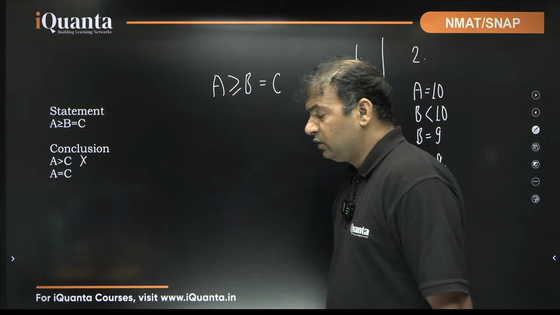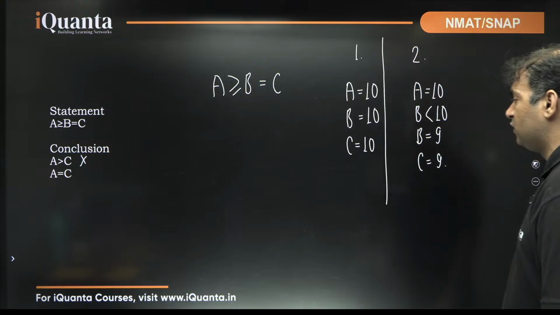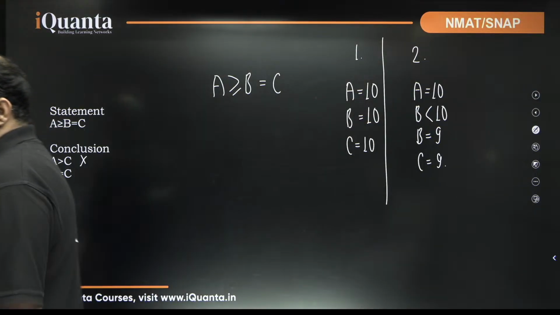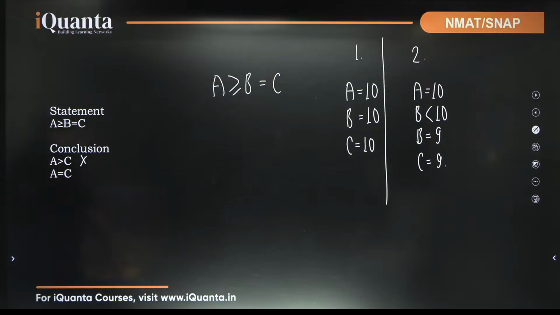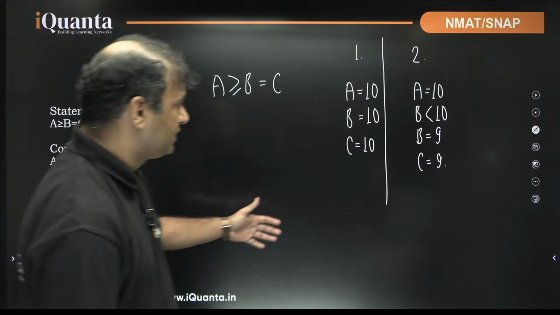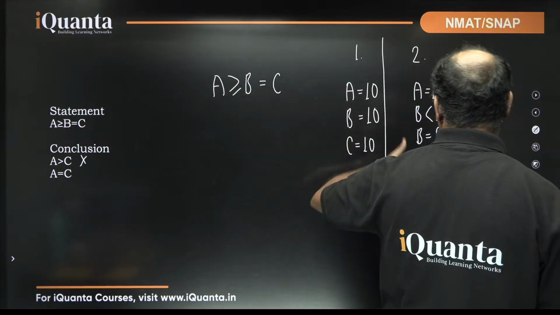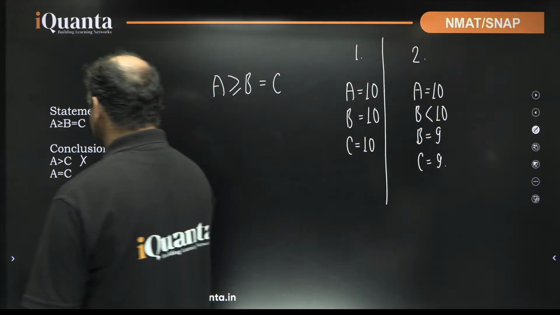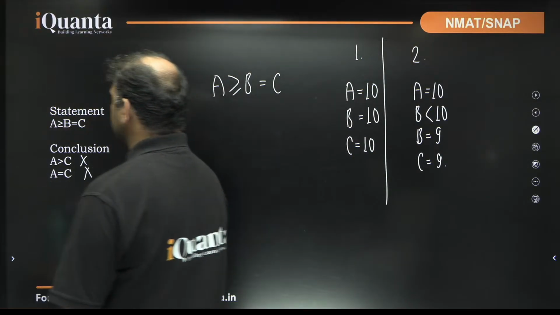What about the second conclusion, guys? Is A equal to C or not? Is it definitely true or not? What do you say? All of you, what do you say about conclusion 2? Is it definitely true or not? This is also not definitely true. You can see that A equal to C exists in statement 1, but does not exist in conclusion number 2. So this is also not definitely true, right?